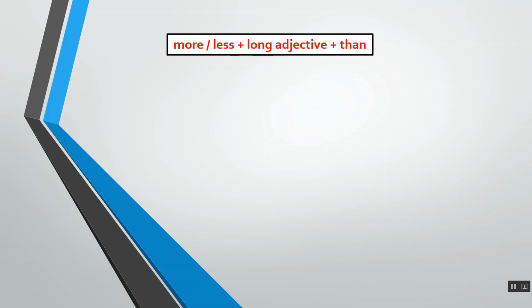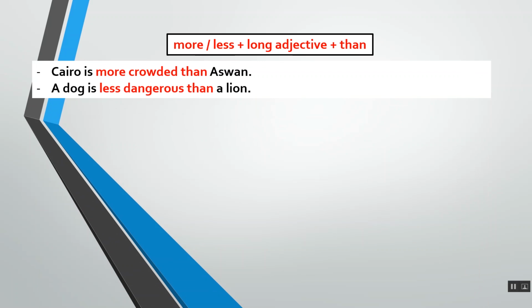With long adjective, we use this rule: more or less plus long adjective plus than. For example, Cairo is more crowded than Aswan. A dog is less dangerous than a lion.